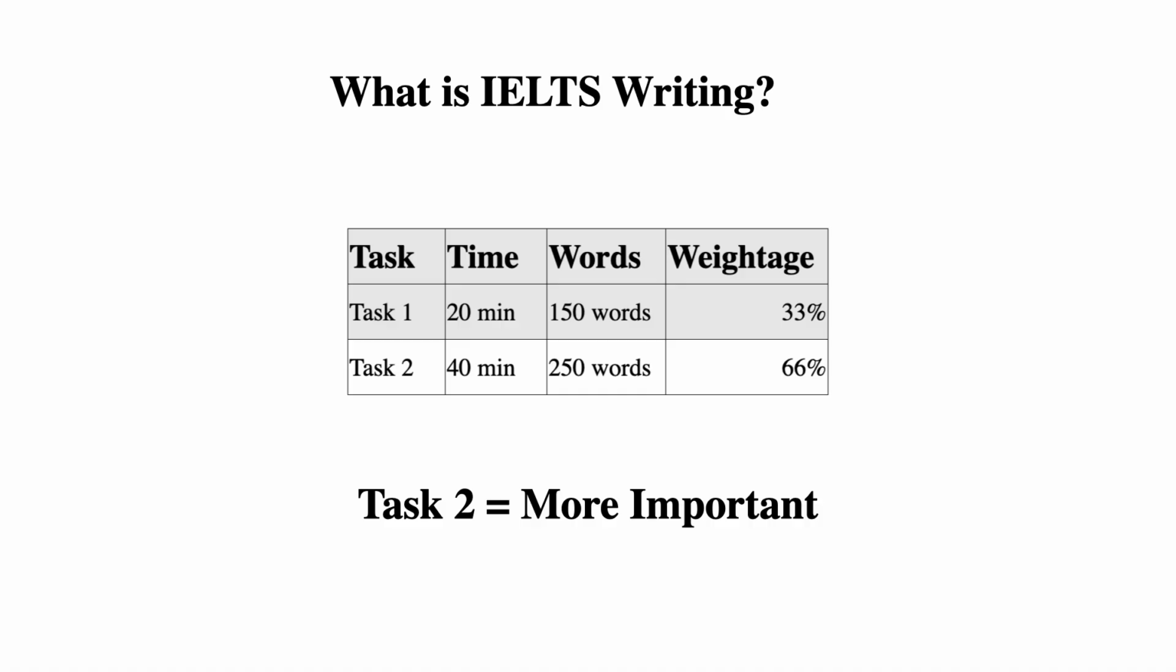Now, many students think both tasks are equal, but that is not true. There is a very important difference. In task 1, you get 20 minutes. You need to write at least 150 words, and this task carries 33% of your writing score. In task 2, you get 40 minutes. You need to write at least 250 words, and this task carries 66% of your writing score. That means task 2 has double the weightage compared to task 1.